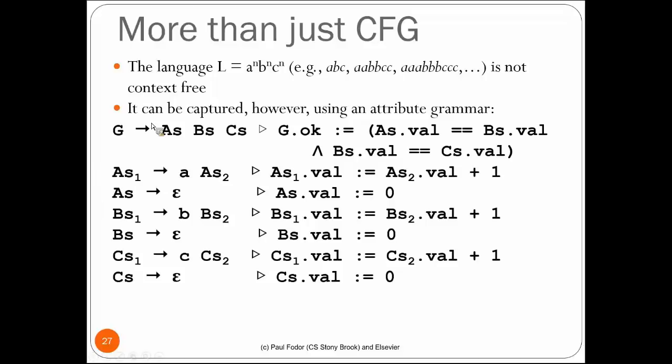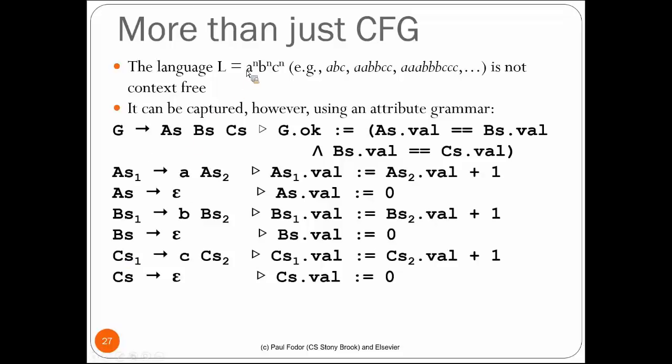So let's look first at the context-free grammar. The context-free grammar in this case defines the following production rules with the root non-terminal G. A node G is A's followed by B's followed by C's. A's could be an A followed by A's or epsilon. B's could be a B followed by B's or epsilon. And C's could be a C followed by C's or epsilon.